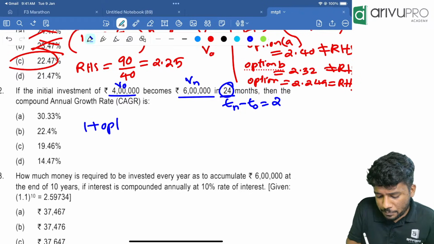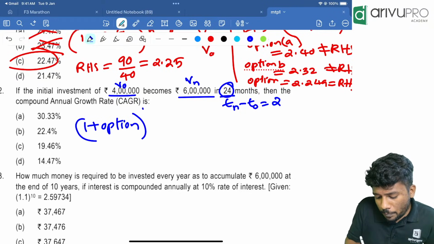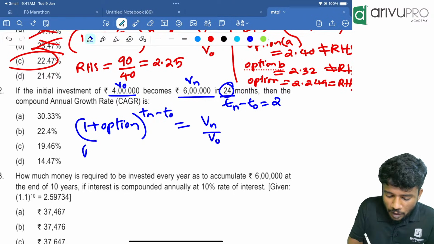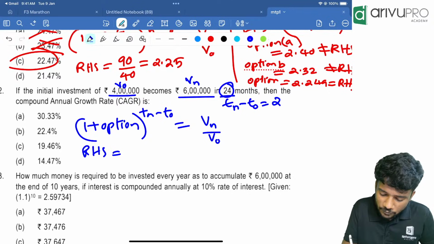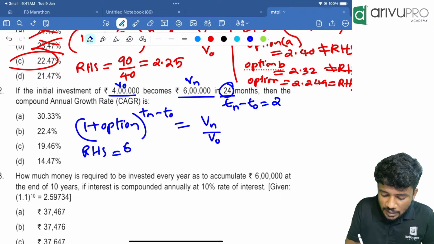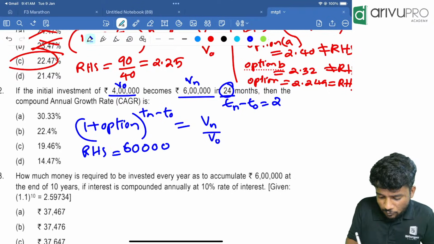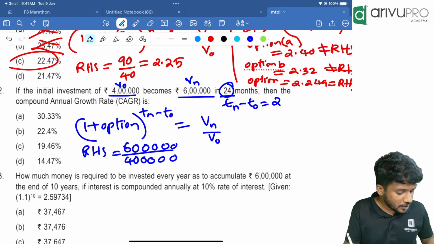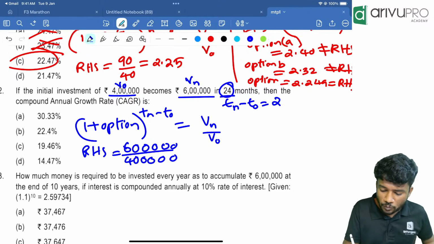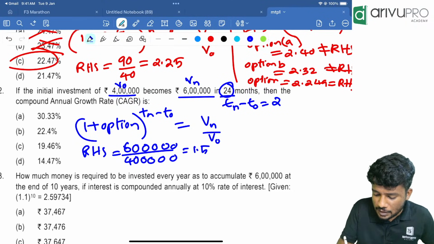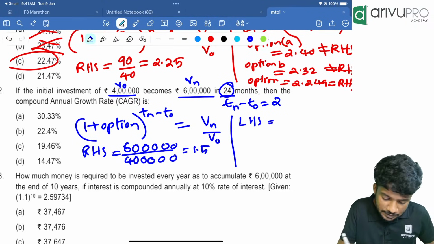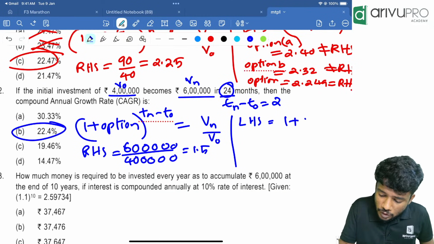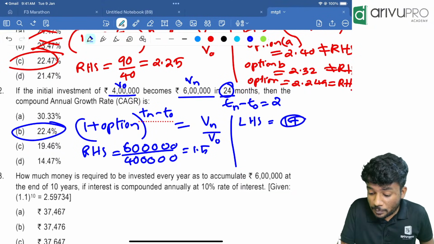(1 plus i), the whole power Tn minus T0, is equal to Vn by V0. RHS is equal to what? Vn by V0 is how much? 6 lakh divided by 4 lakh, which is 6 by 4, equal to 1.5. That is your RHS. Find me the LHS. For LHS you can go for option B. That is 1 plus 22.4 percent. What will it become?